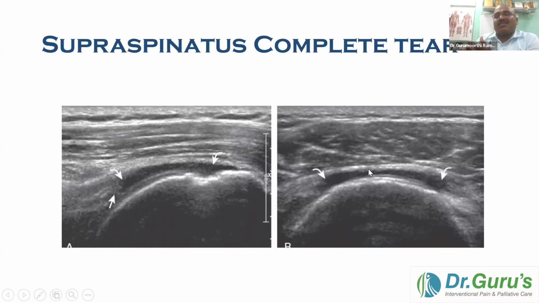So this is your long axis, this is your short axis. Here we can say we are not able to see any part of the tendon, and from anterior to posterior it's totally empty. So this is a supraspinatus complete tear, right?